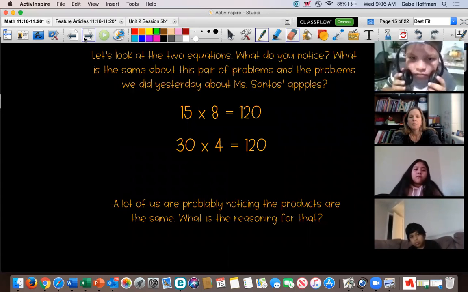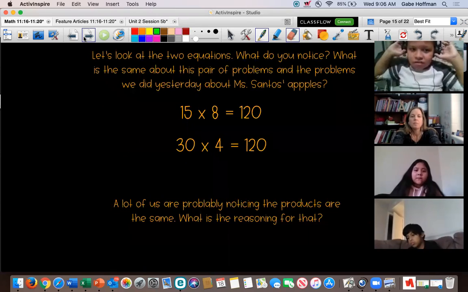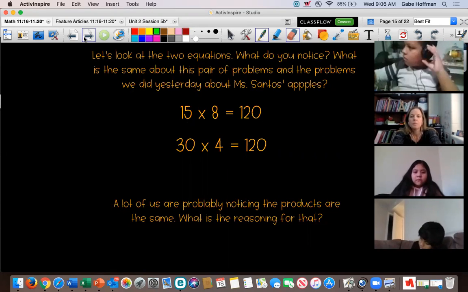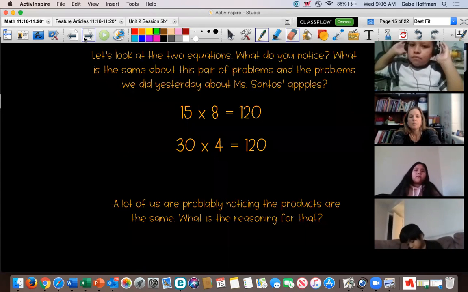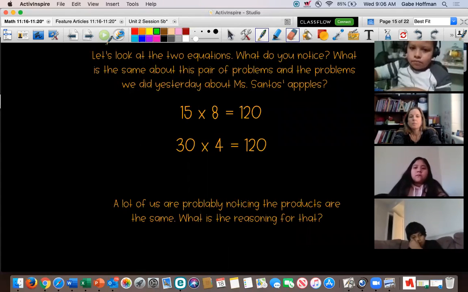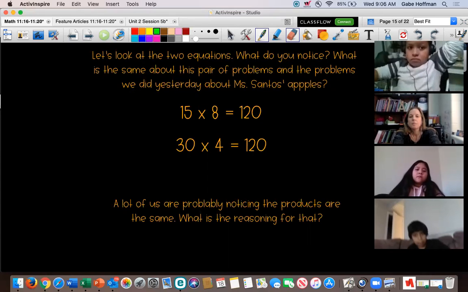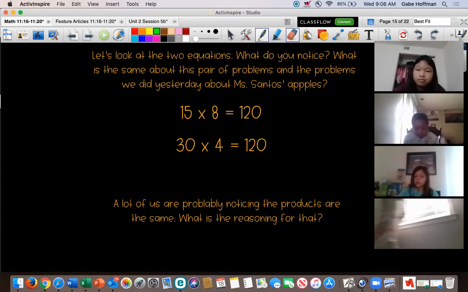We had these problems, right? 15 times 8 equals 120 and 30 times 4 equals 120, all right? So what do we notice is the same? We did these problems with Mrs. Santos's apples. What do we notice is the same in these two equations? Mary Lay, what's the same in those two equations? The product.